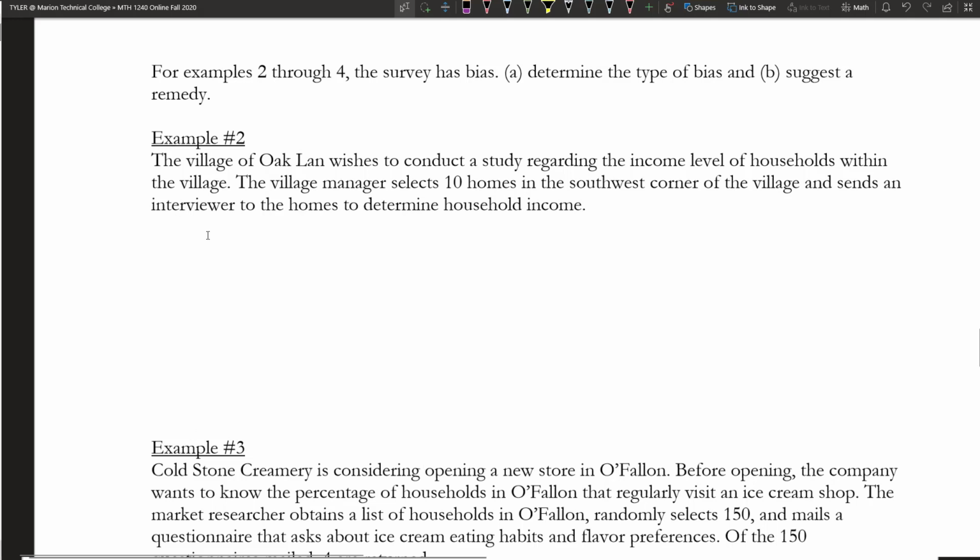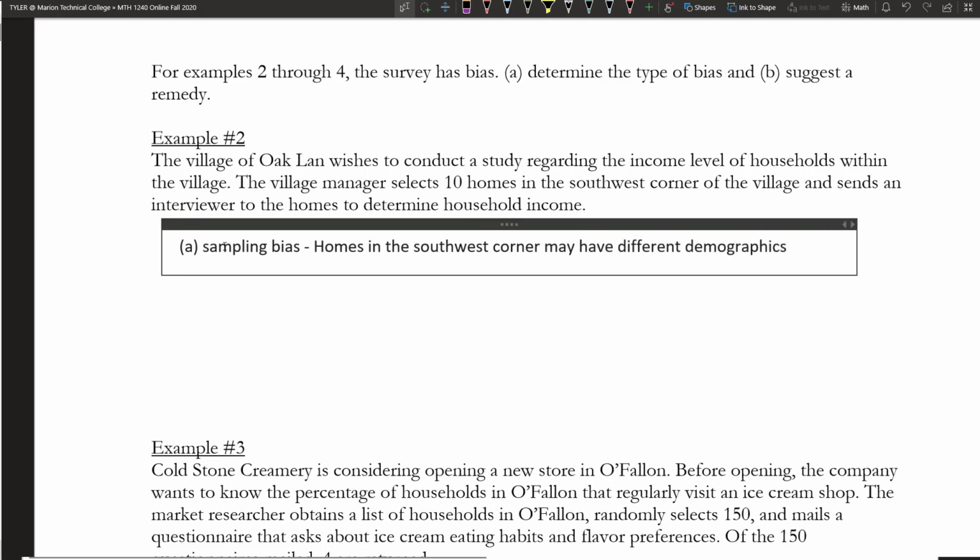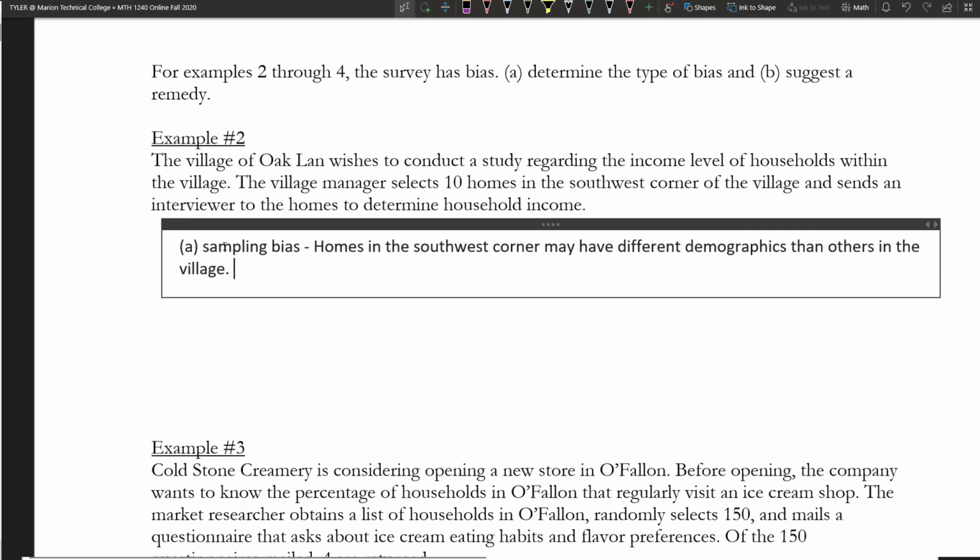Something that should stick out to you, so part A, is that this would be sampling bias, right? And that's because the homes in the southwest corner may have different demographics than others in the village. So it's maybe not a good sample, right? There could be some potential bias there.